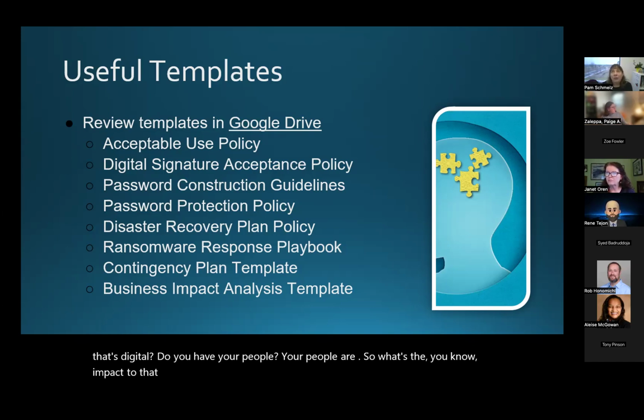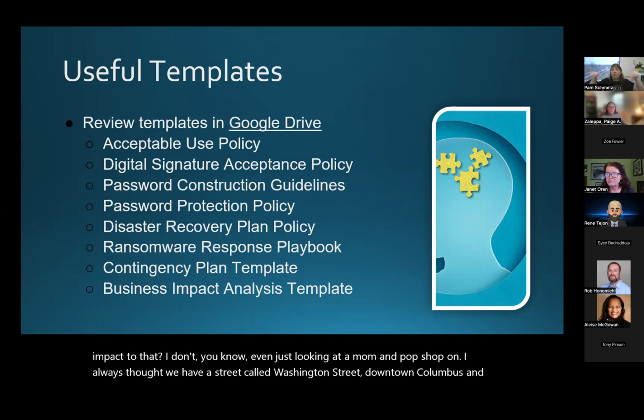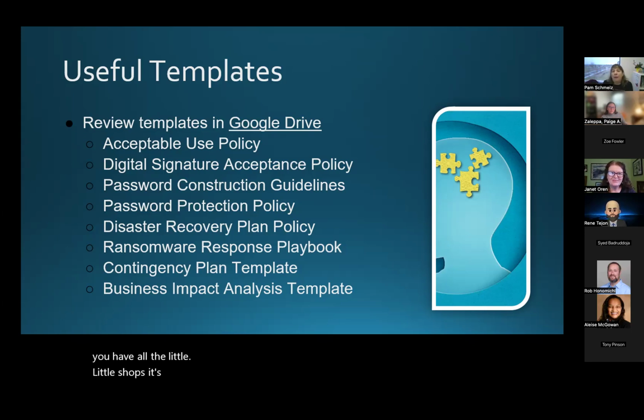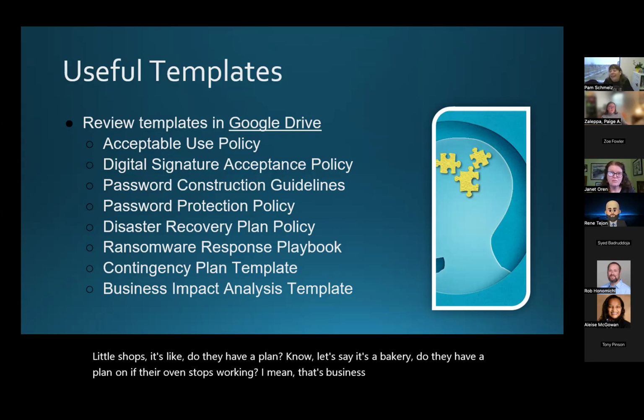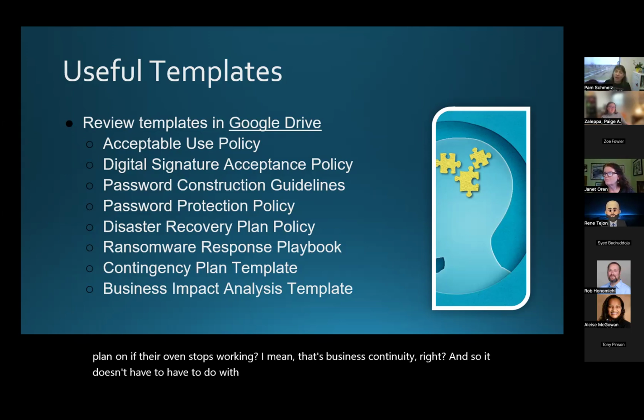Even just looking at a mom and pop shop, we have a street called Washington Street, downtown Columbus, and you have all the little shops. It's like, well, do they have a plan? Let's say it's a bakery. Do they have a plan on if their oven stops working? I mean, that's business continuity, right? So it doesn't have to do with just only digital things.